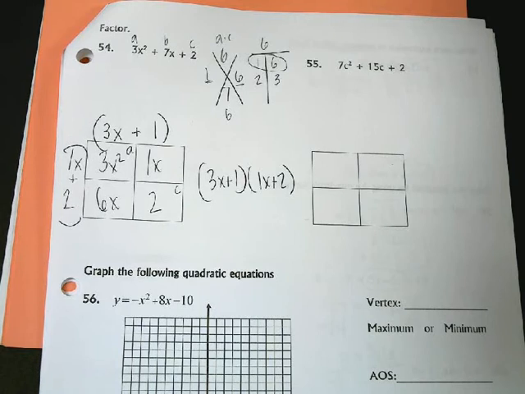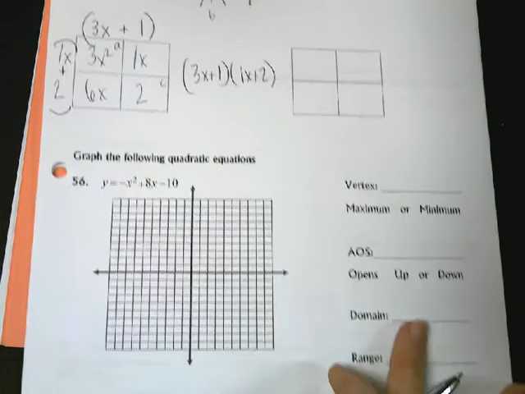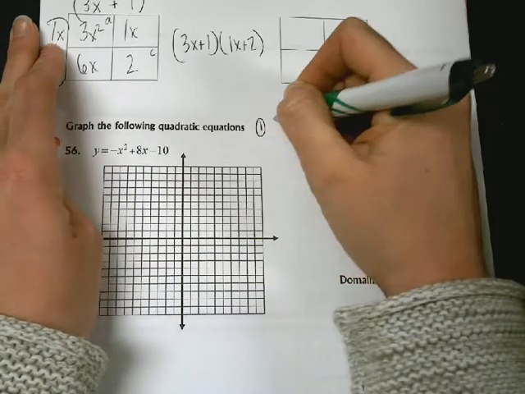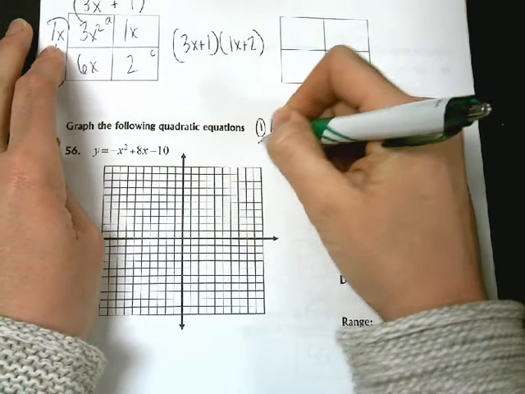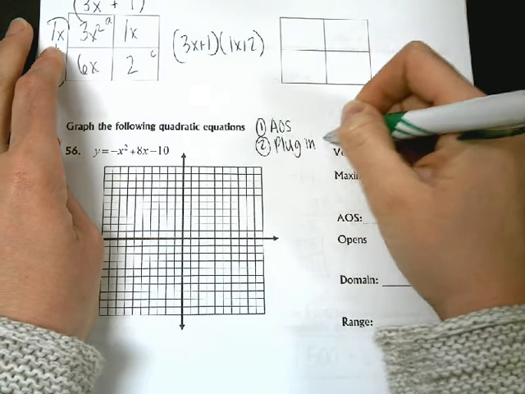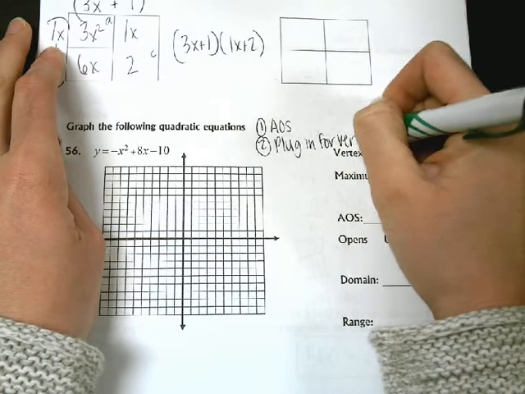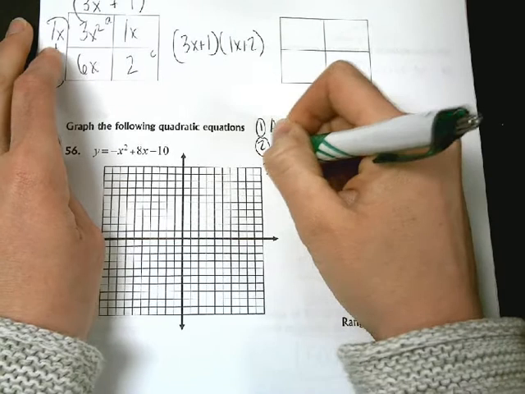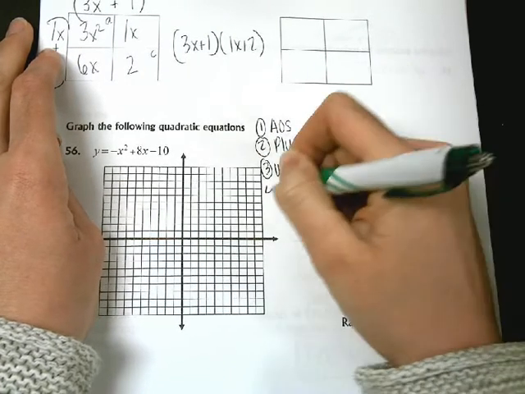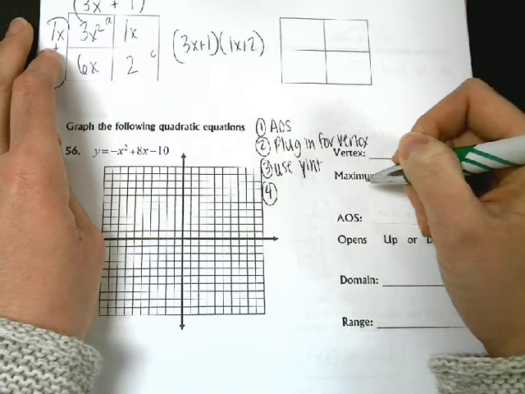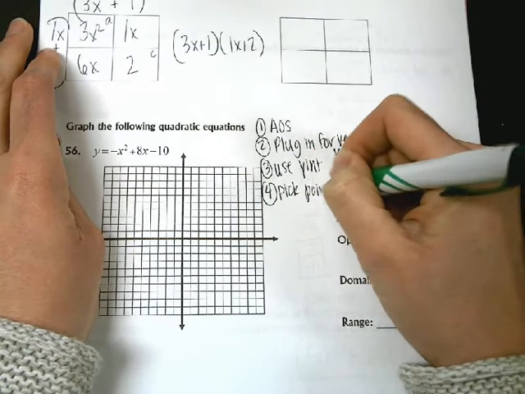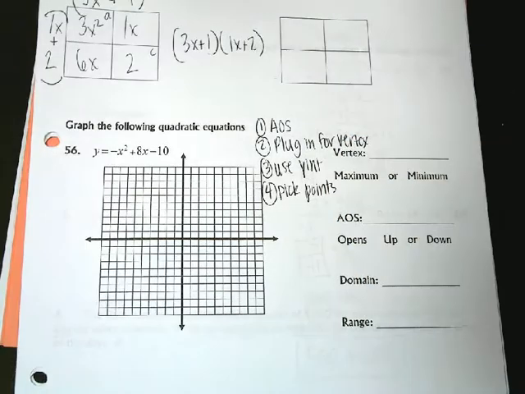Number 56, we're going back to graphing quadratics. There are some steps here. Number 1, always start with the axis of symmetry. Then number 2, plug in to find your vertex. Number 3, use the y-intercept. And number 4, when all else fails, go ahead and pick points and plug them in.